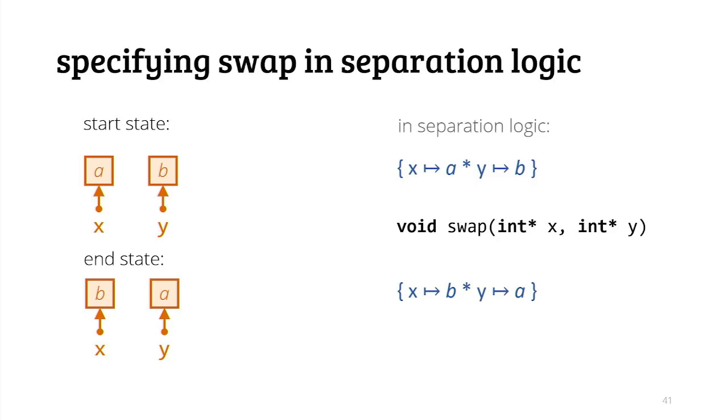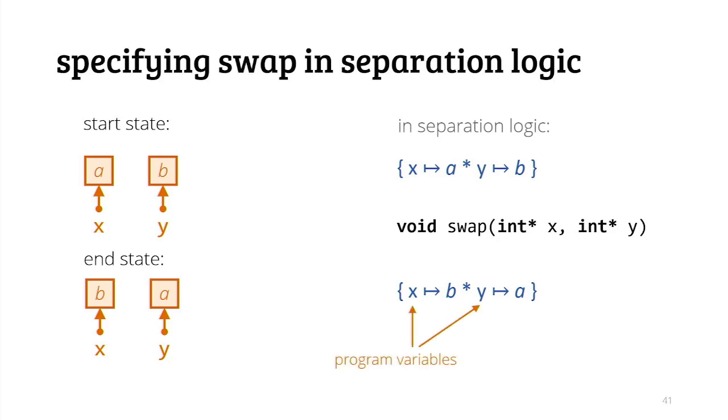You don't really have to know anything about it. You just have to look at these formulas that I'm showing you and see how they correspond to the pictures. This first formula is telling you that there's a pointer x that points to a, and there's a pointer y that points to b. Because there's a star in between them, it means that they're 2 different pointers. They're not in the same place. Then we can say, in the start state, the first formula holds. In the end state, the second formula holds.